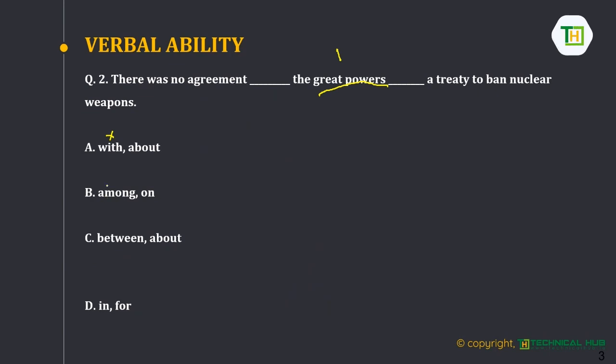There is a chance that among might come here, and between will not come, because between we use only for two people or two things. In also we cannot use here. So the perfect option for the first blank is among. When we use among: in my seventh class science my English teacher told me, there is an owl sitting among the branches of the tree. So among we use when many things are there, and we are talking about one thing in it.